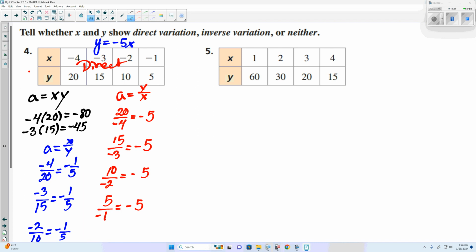Let's look at number 5. Do we want to try direct or inverse first? Let's do direct. A equals y over x. So the first one is 60 over 1, which is 60. Our next one is 2 times 30. 30 over 2 is, oh, I'm fine. Sorry.